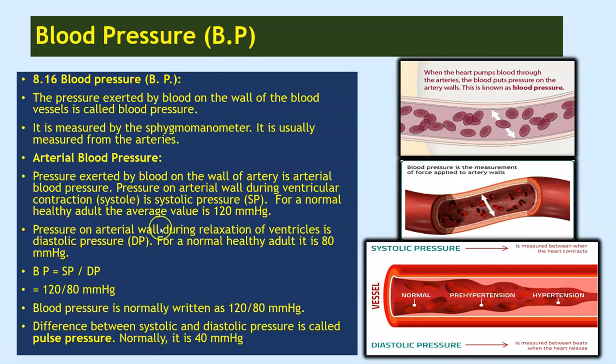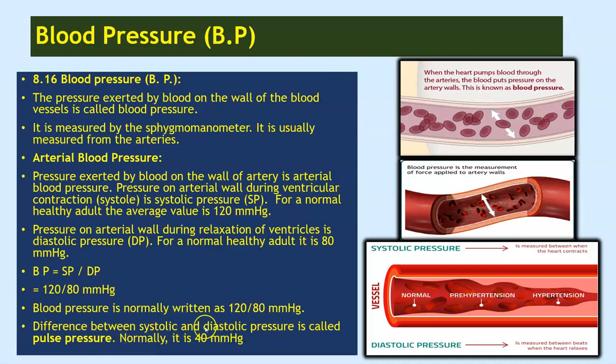Pressure on the arterial wall during relaxation of the ventricles is called the diastolic pressure, DP. For a normal healthy adult, it is 80 mmHg. Now your BP is equal to SP by DP, which is 120 by 80 mmHg. Blood pressure is normally written as 120 by 80 mmHg.